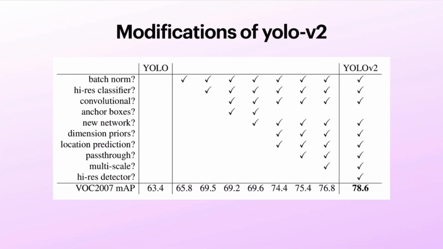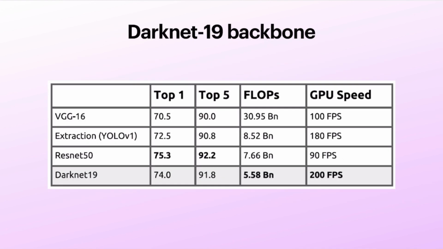They made a series of changes on YOLO version 1 to make it better. These are some of the changes they made on the YOLO version 1 architecture. You can see that the accuracy has improved from 63 to 78%, which is a huge jump. Also, they have introduced a new backbone network for classification, which is very lightweight, having very good FPS. At the same time, it has good top 1 and top 5 accuracy scores.